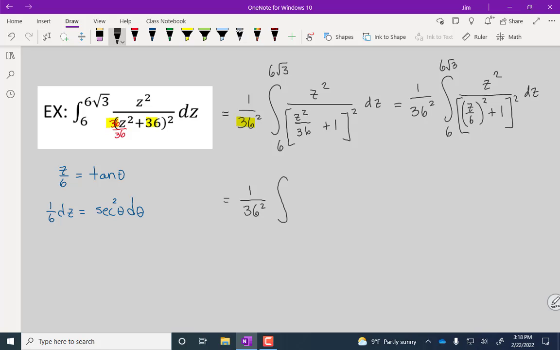So when we look in the numerator, we have z squared. If we wanted to isolate z, we multiply both sides by 6. So if z is 6 tan, z squared is 36 tangent squared. So that's that part of the numerator. We're replacing z squared by looking at what z is equal to and then squaring it.